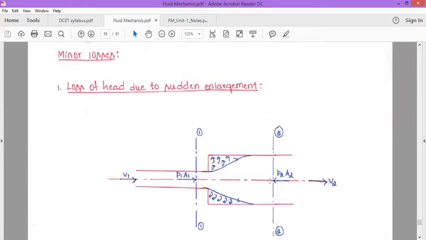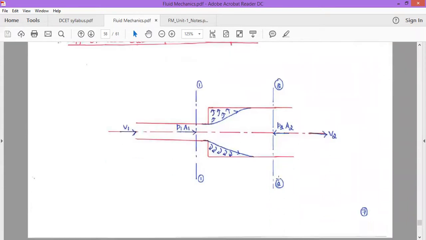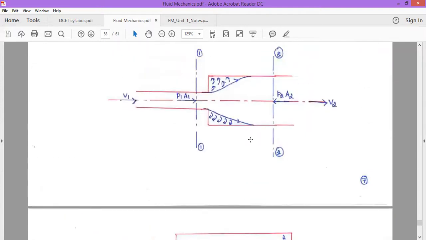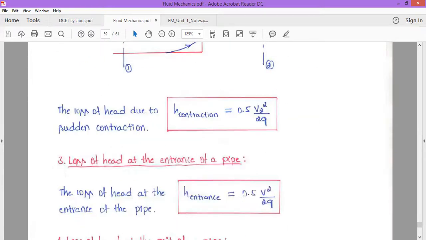Okay, next, minor losses. Consider the loss of head due to a sudden change like this, see here, this is the diameter of the pipe, and this is a sudden increase in diameter. This is a sudden enlargement, sudden expansion. The loss of head due to sudden expansion is given by V1 minus V2 whole square divided by 2g, where V1 is the velocity of the fluid at the smaller section, V2 is the velocity of the fluid at the larger section. Loss of head due to sudden contraction, that is h contraction, is equal to 0.5 V square by 2g, where 0.5 is the constant K.